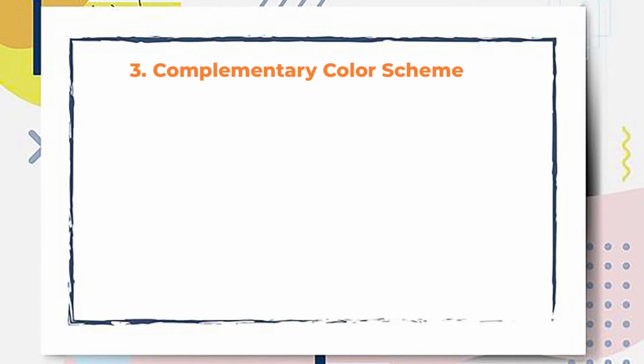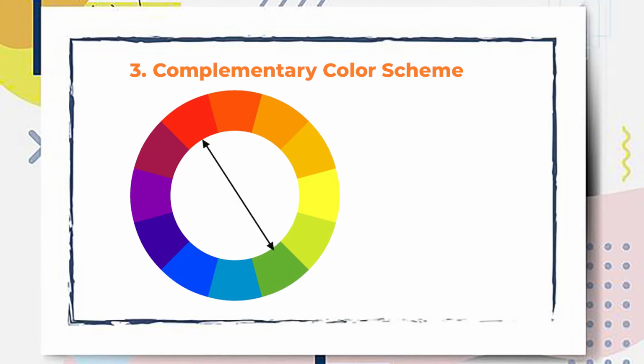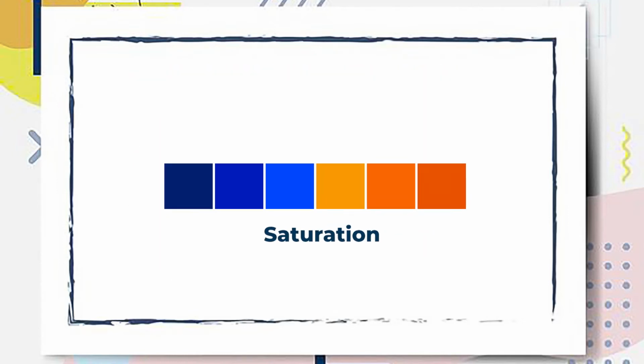The third color scheme is called complementary color scheme. These are colors on the opposite side of the color wheel. For instance, blue and orange, or green and red. What will make your complementary colors look more exciting is to introduce saturation and value to the colors you choose.